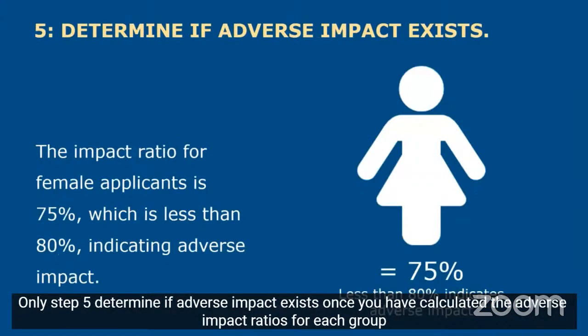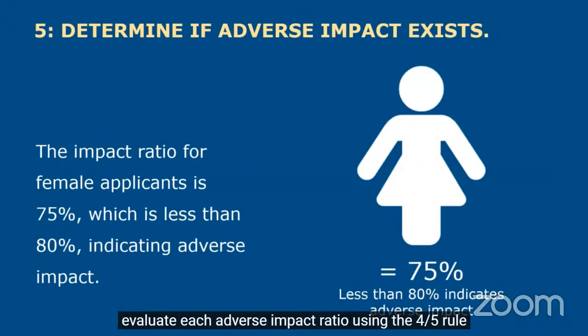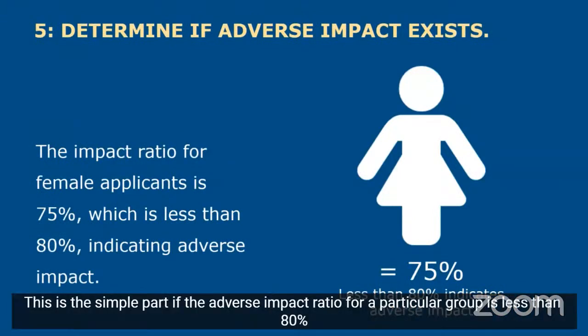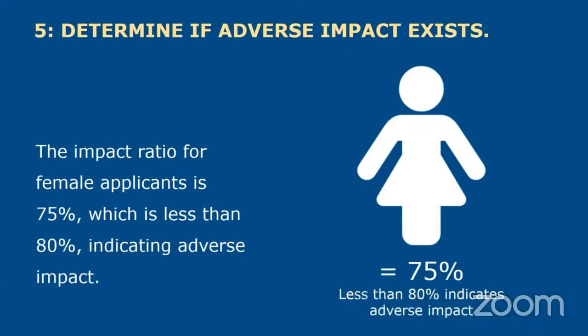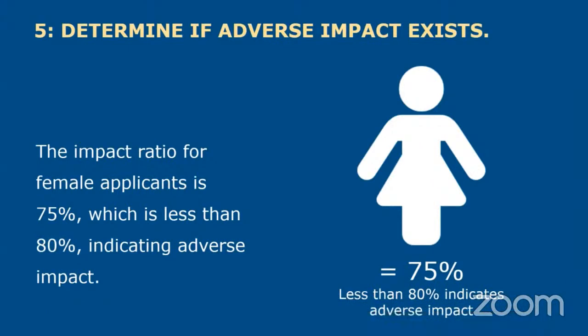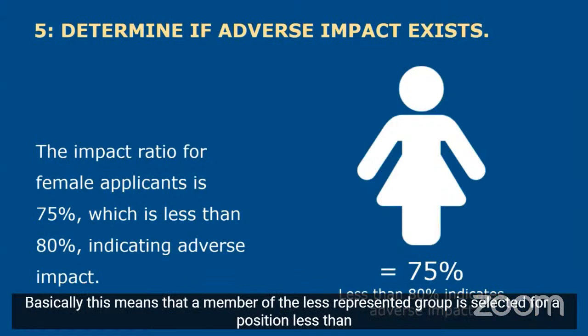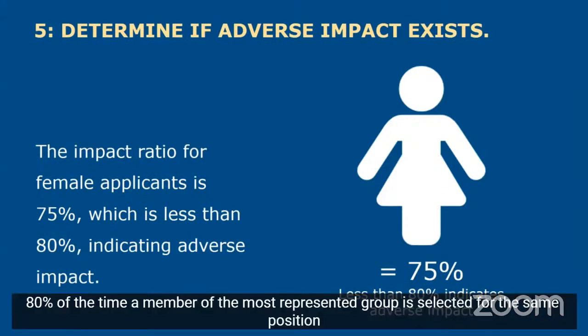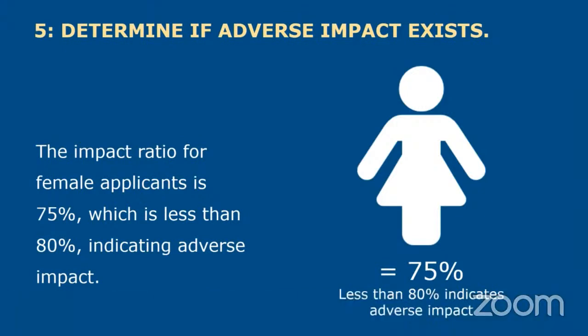Finally, step 5. Determine if adverse impact exists. Once you have calculated the adverse impact ratios for each group, evaluate each adverse impact ratio using the 4/5 rule. This is the simple part. If the adverse impact ratio for a particular group is less than 80%, according to the 4/5 rule, this can be used as evidence of adverse action. Basically, this means that a member of the less represented group is selected for a position less than 80% of the time a member of the most represented group is selected for the same position.